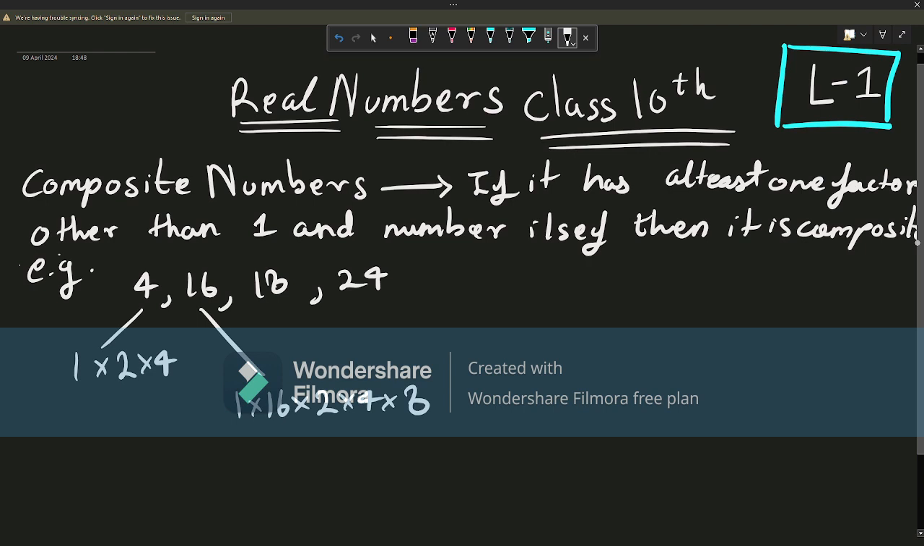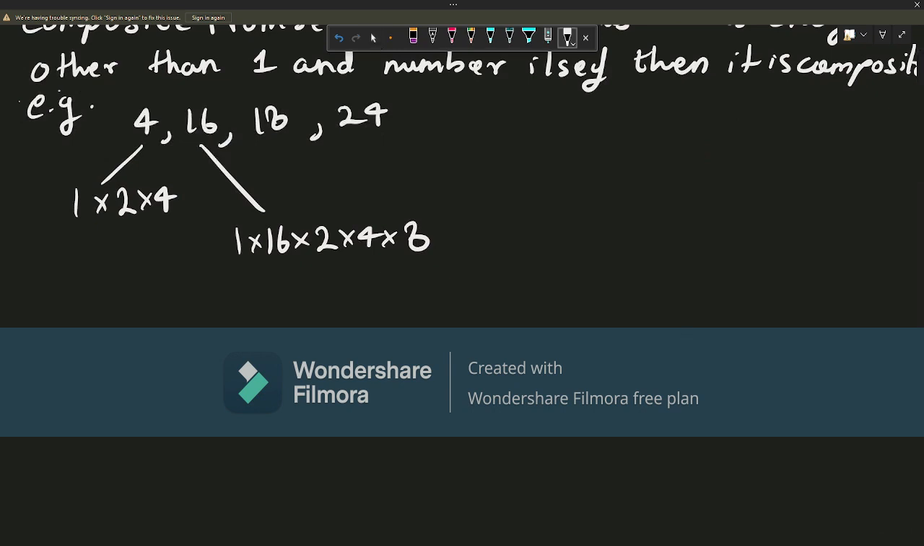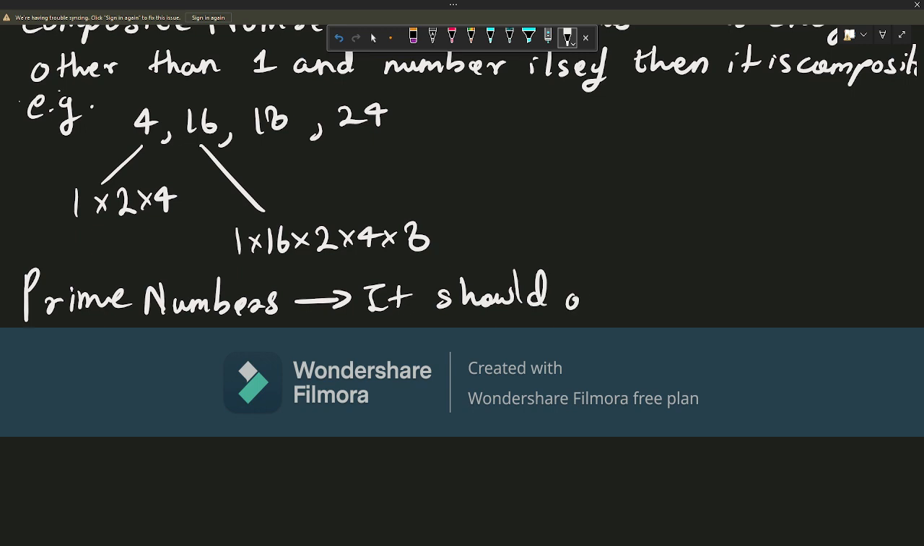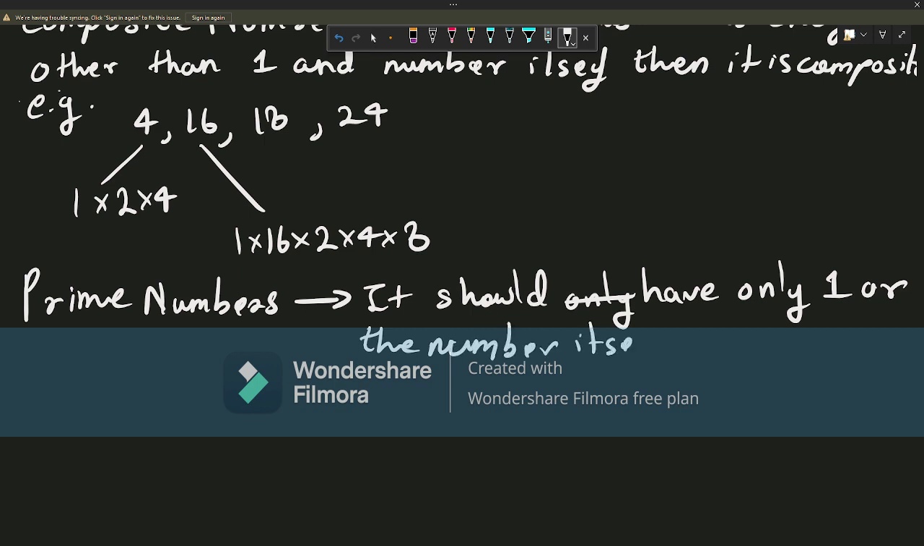Now let's see prime numbers. If a number has no factors other than 1 and the number itself, then it is a prime number. Basically the opposite of a composite number. It should have only 1 and the number itself as its factors.